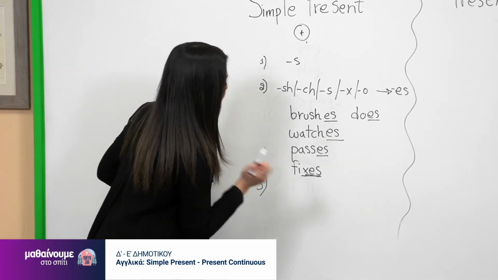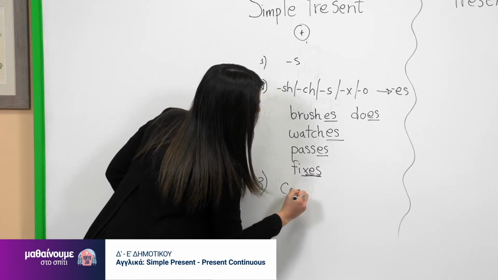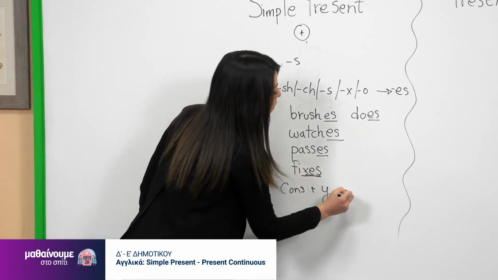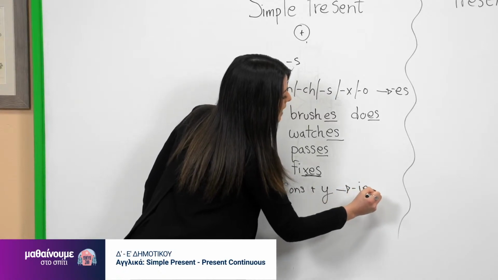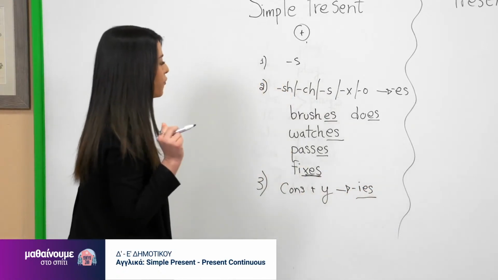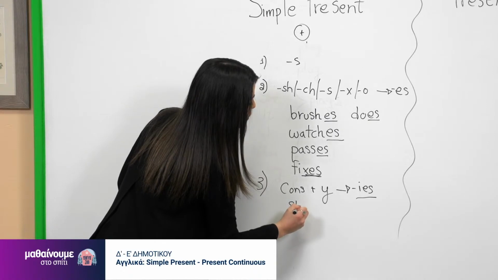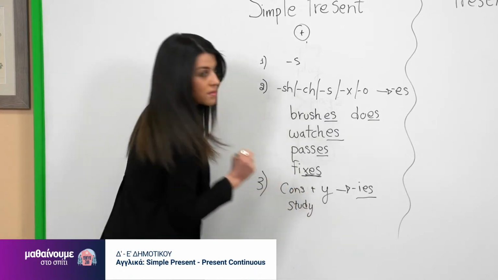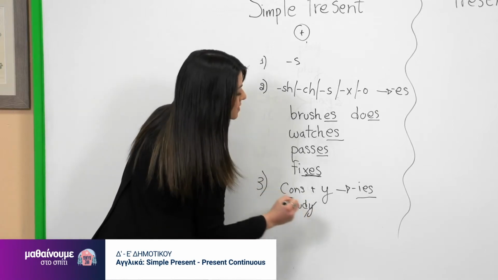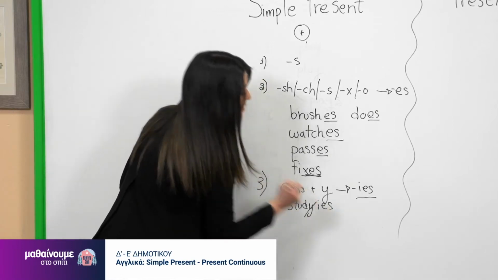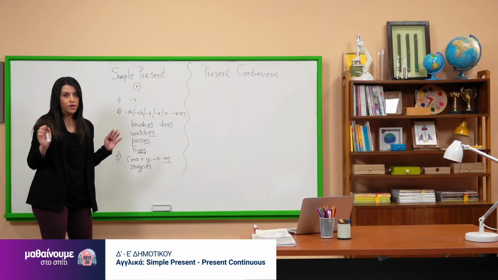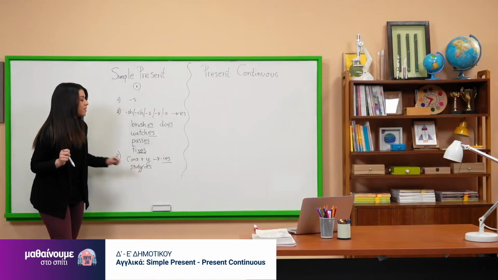So, let's say if we have a consonant plus Y, okay, we take out the Y and we put I-E-S. So, for example, I study, you study, he, she, it, we take the Y, okay, we erase it, and we put I-E-S. Studies, okay?